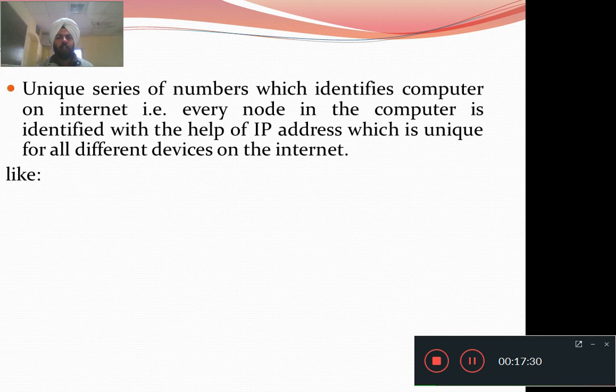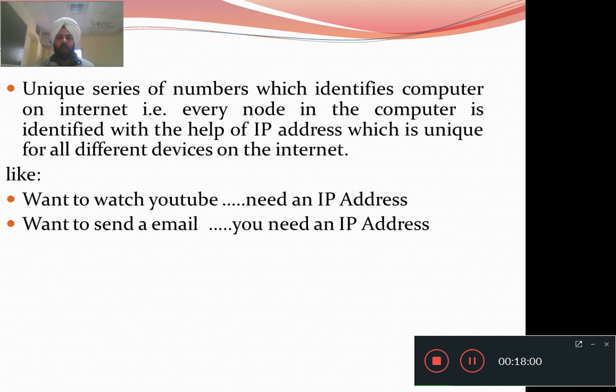That is, every node in the computer is identified with the help of an IP address. That means every computer or node has a single unique IP address which is not duplicated, and is unique for all different devices on the network. Every computer has a unique IP address on the internet.